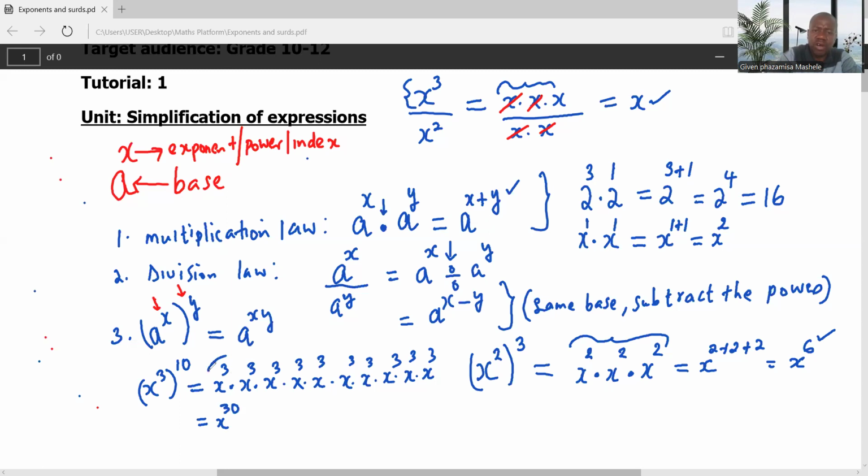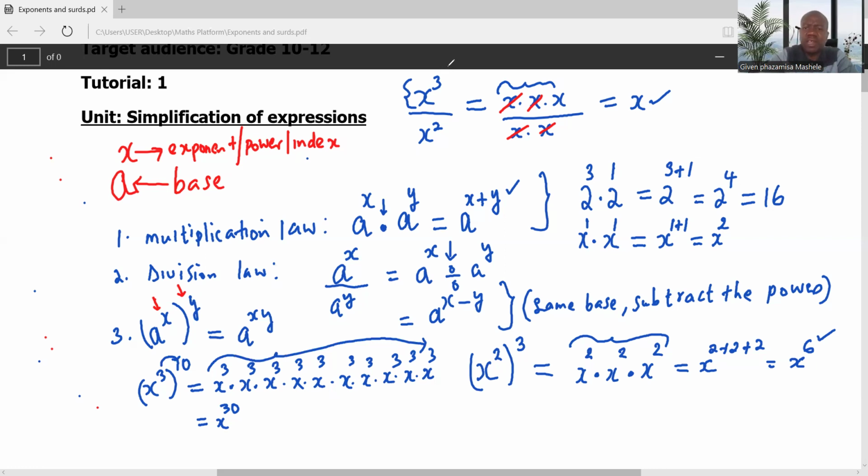So to avoid expanding the expression in this fashion, what we do is we just look at the powers and we multiply the powers together. So which will be 3 multiplied by 10, which gives us 30. This is according to the third law of exponents. I believe you're following. I'm just expanding this to accommodate grade 8 and also grade 9. But particularly this is for grade 10 to 12. Let me just say specifically for grade 10 and 11.